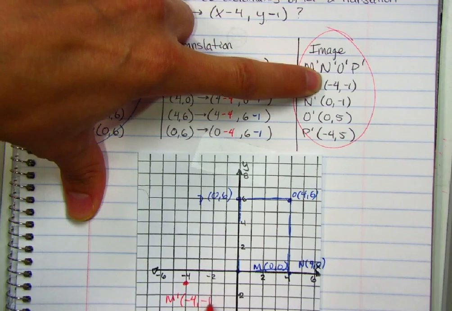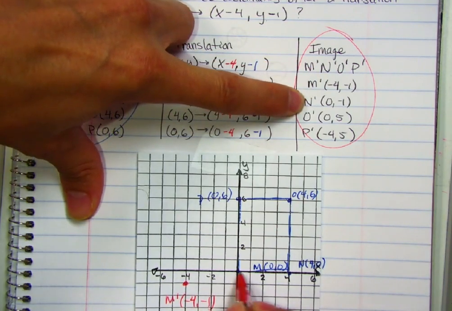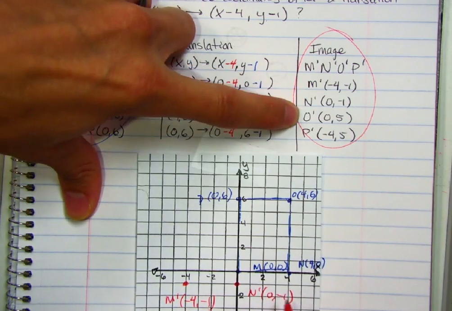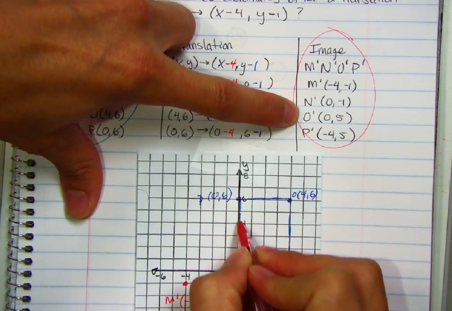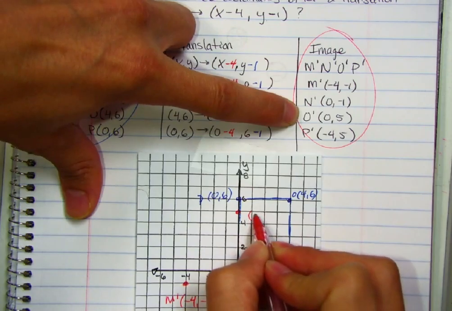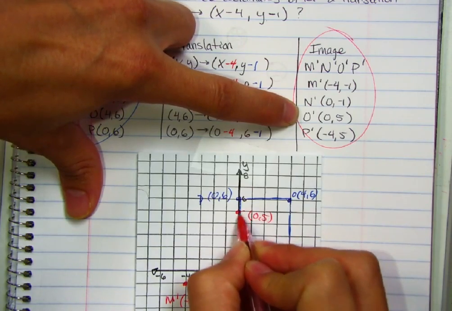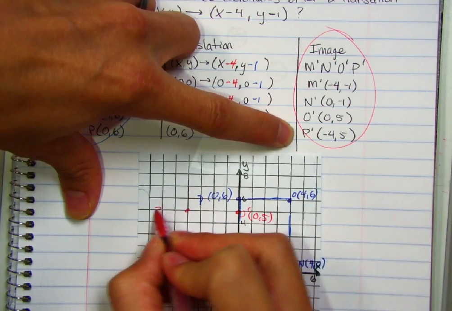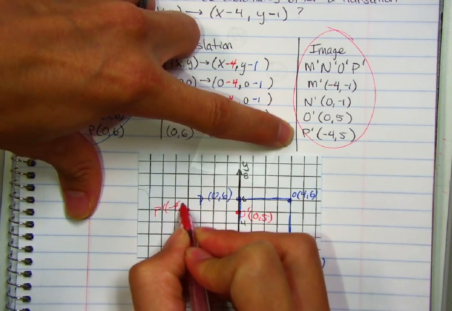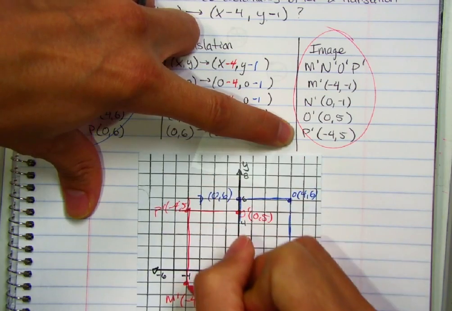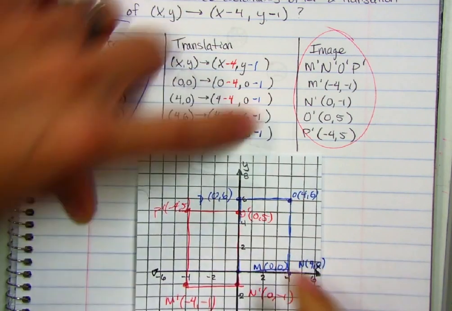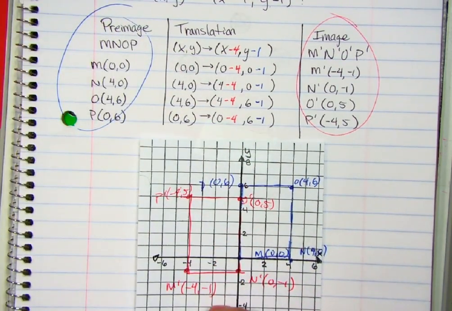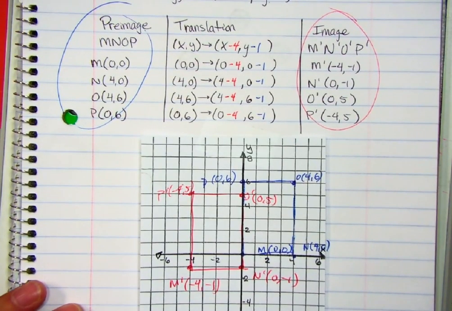-4, -1. That should be M prime. N prime, 0, -1. O prime, 0, 5. That's right here. And then P prime, -4, 5. And if you notice when I connect them, I've now created another rectangle, and it was shifted 4 this way and 1 down. It's pretty cool. I have one last example for you.